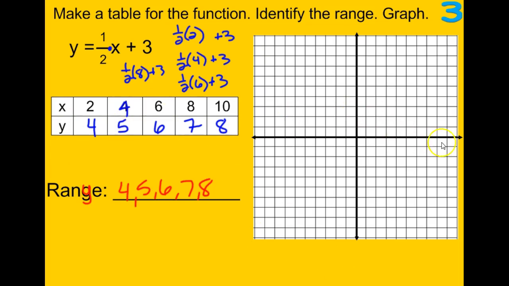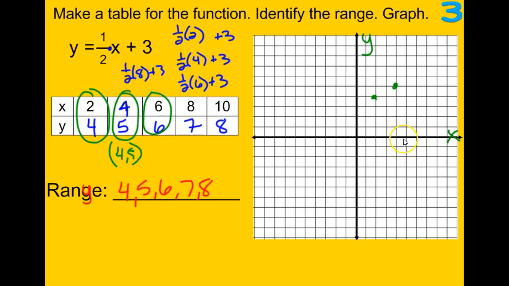And then we need to graph these. This is our x-axis, this is our y-axis. So x is 2, 1, 2 to the right, y is 4, up 1, 2, 3, 4. Then 4, 5, if you want to list that as 4, 5, you can. 4 to the right on our x-axis, and up 1, 2, 3, 4, 5.